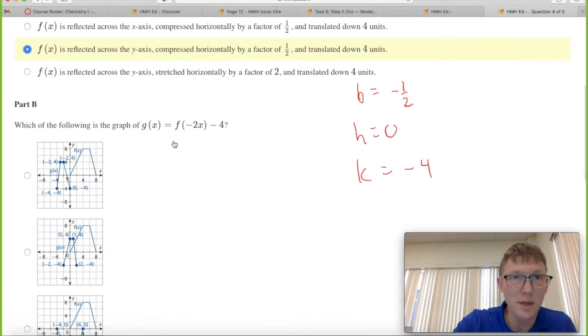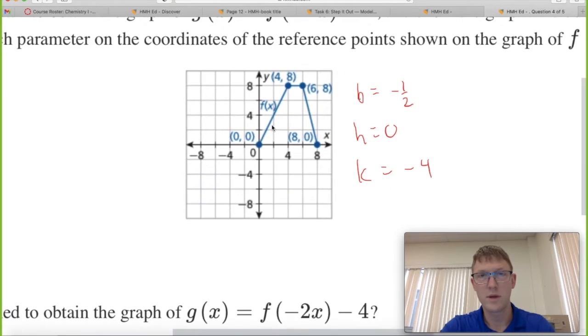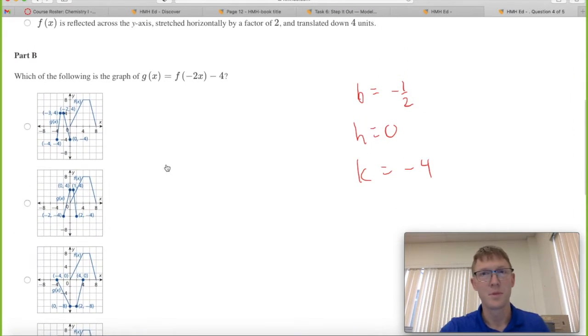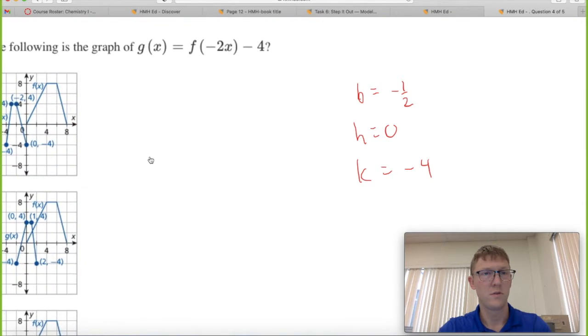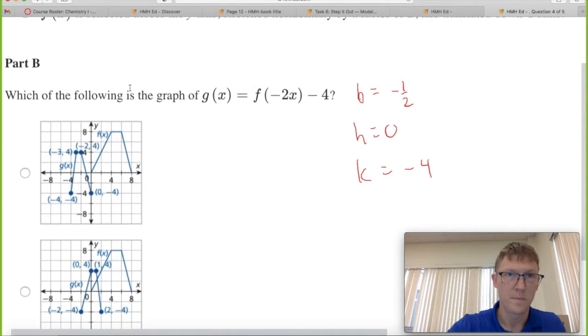So which of the following is the graph of g of x? So, do they put the original in all of these? That would be convenient. They do, look at that. Okay. So we're looking for a graph that is a little bit squished, moved down 4 units, and flipped across the y-axis. So this one is a little bit squished, moved down 4 units, and it's also moved to the left. We don't want that, do we? No, we don't want that.